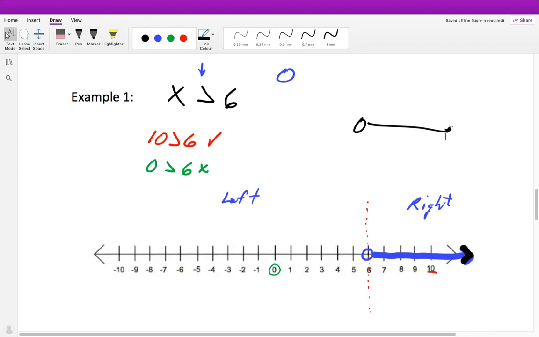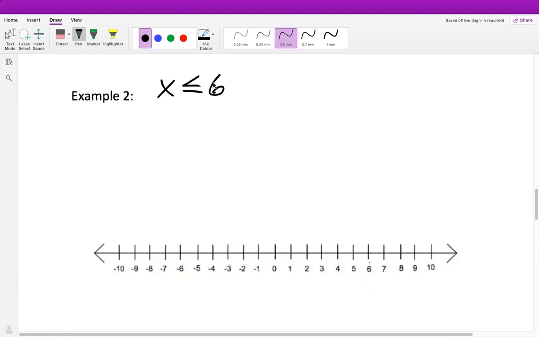All right, let's do another example. We're going to first do this one the way that we already know, and then I'm going to talk about another way that we can do this. The first thing we do is identify the number that our inequality is being compared to. We look at the inequality itself. Is it colored or is it open? It is going to be colored because it's equal to. So at 6, I will put a colored-in circle.